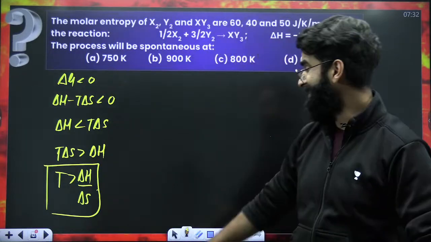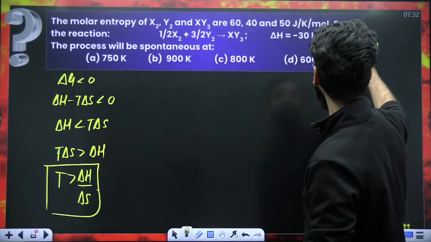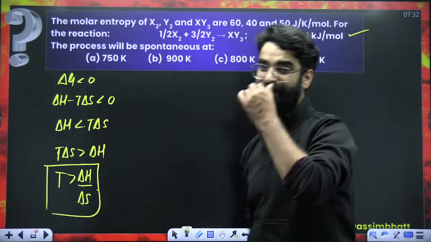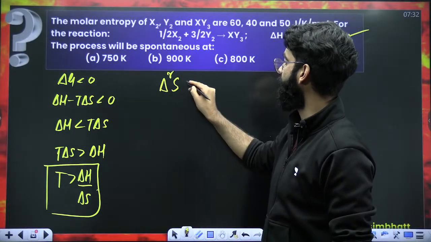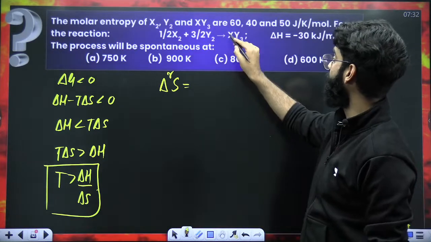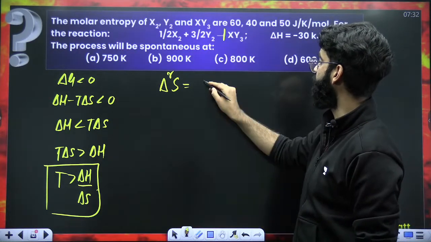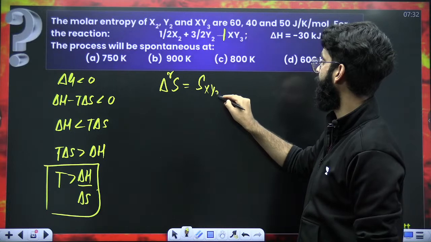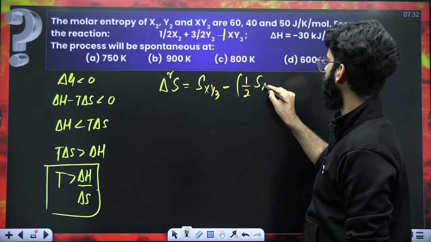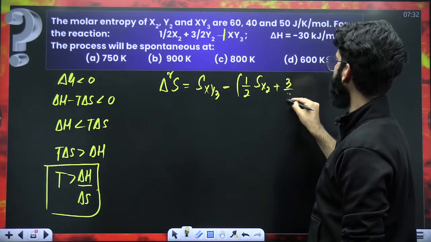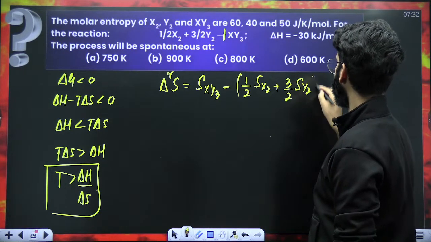Now, is delta H for the reaction given? Absolutely, it's given. But delta S for the reaction is not given. So let's calculate delta S for the reaction. Entropy of product: it's 1 multiplied by entropy of XY3, minus entropy of reactant, which is half of entropy of X2 plus 3 by 2 times entropy of Y2.